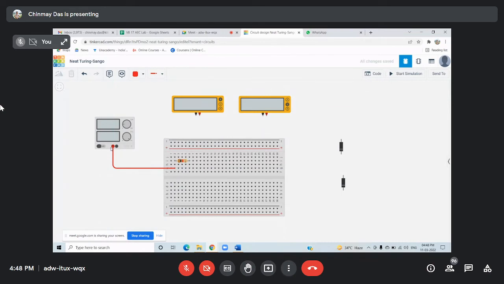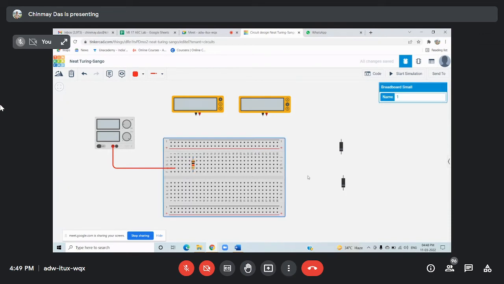Now my positive of the power supply is connected with the resistor or not? Connected, sir. Through this breadboard, as these vertical lines are internally connected. Okay, so now you got the use of the breadboard. Acha, can I connect this resistor like this?